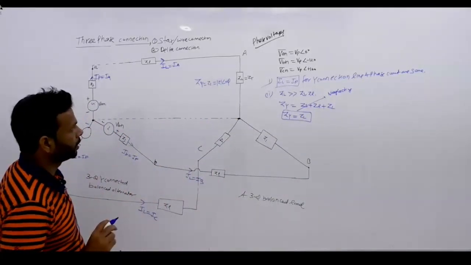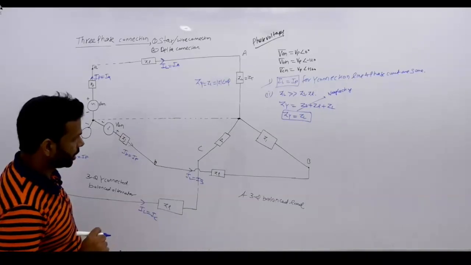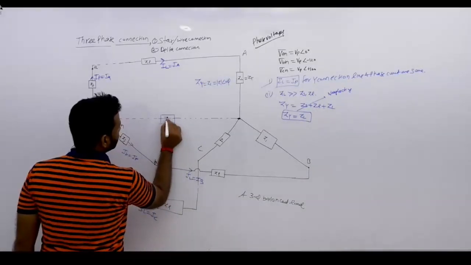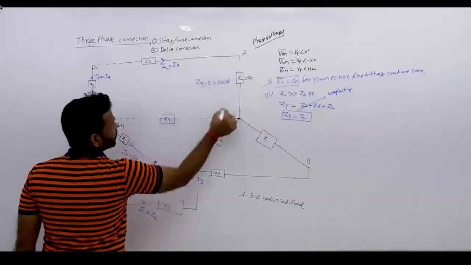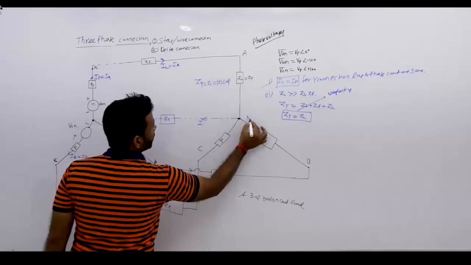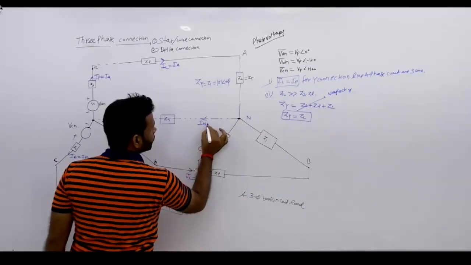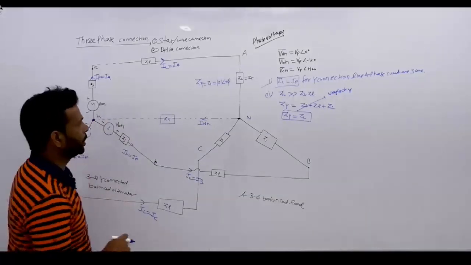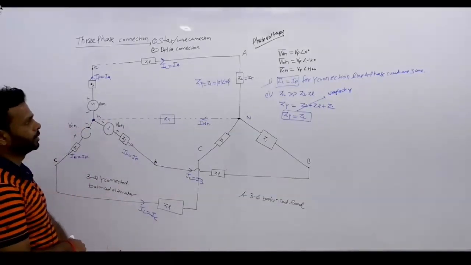Now hopefully ye baat samajh mein aa rahi hogi. Now next thing is what? I'm just taking the neutral impedance also. So this is your current that is coming from this to this. This is N to small n, because this is small n. Hopefully ye baat samajh mein aa rahi hai na aap logo. So this is about the diagram.